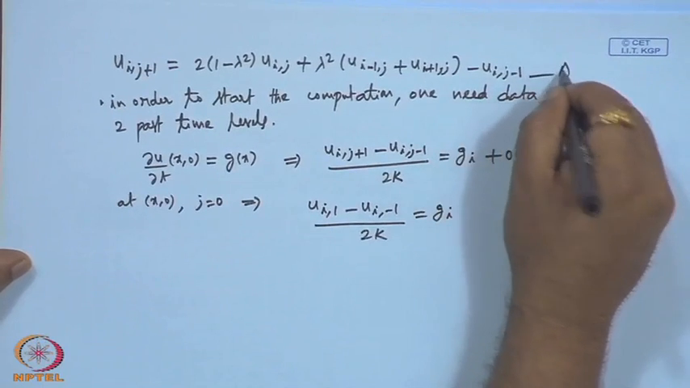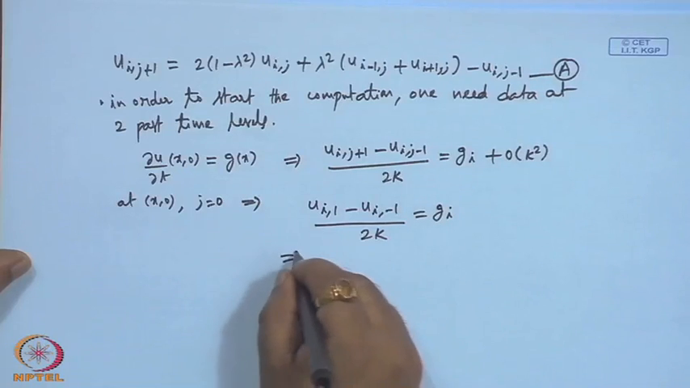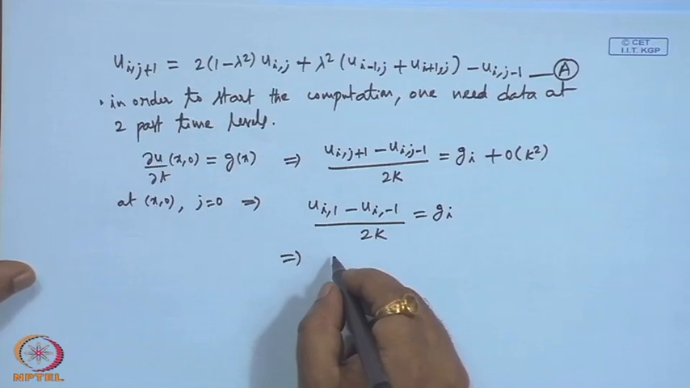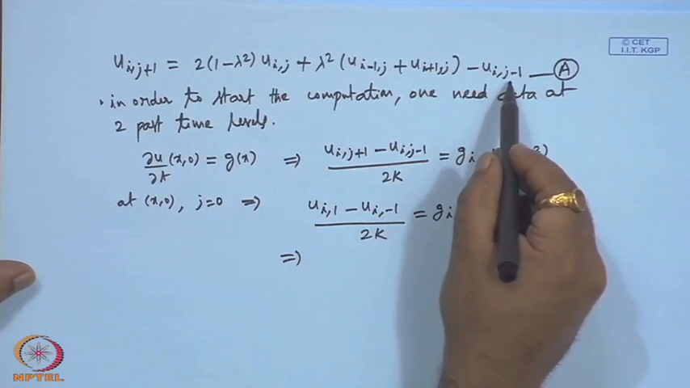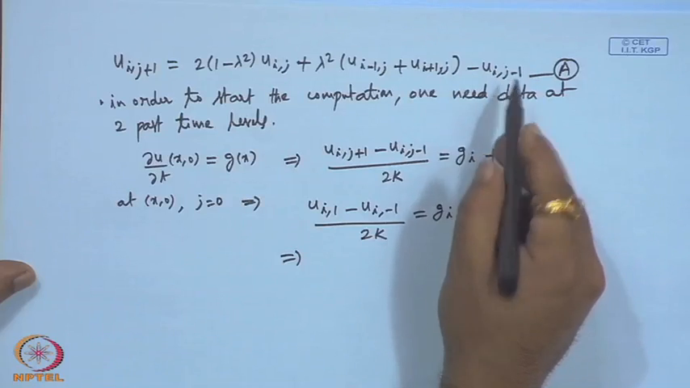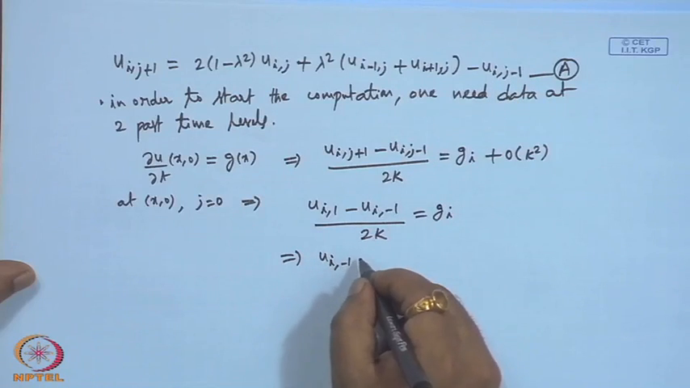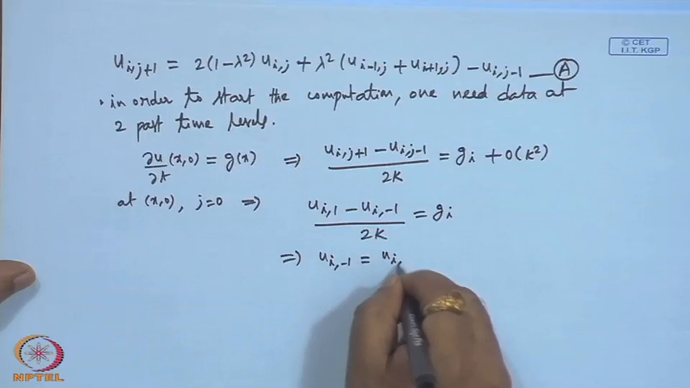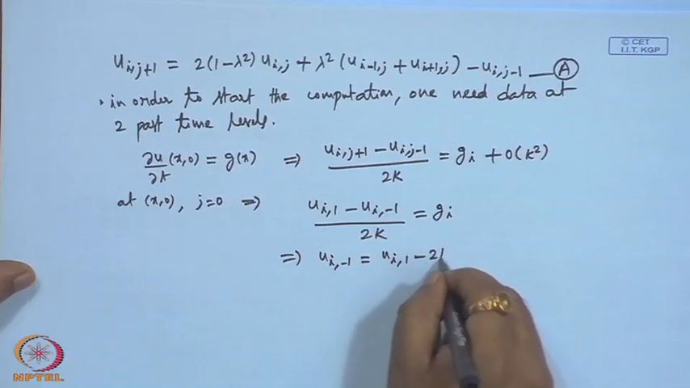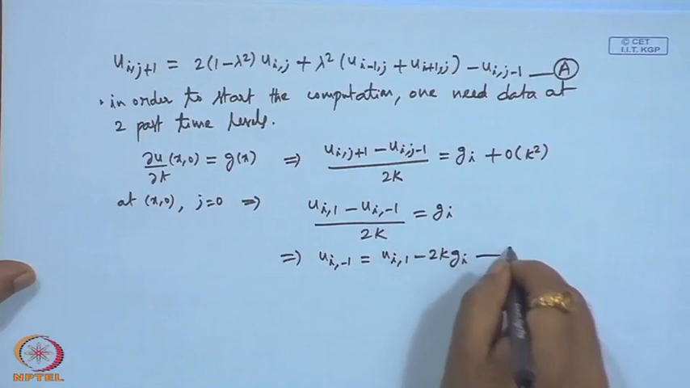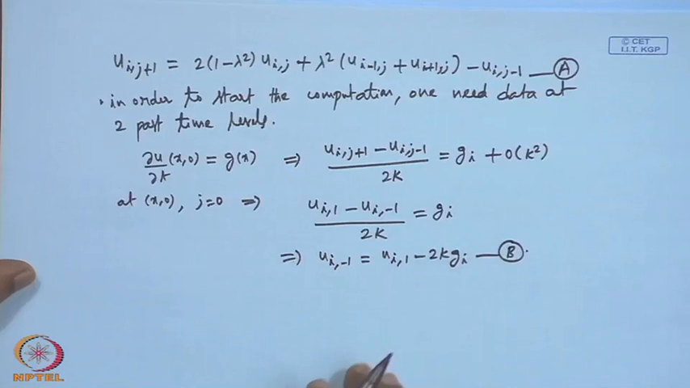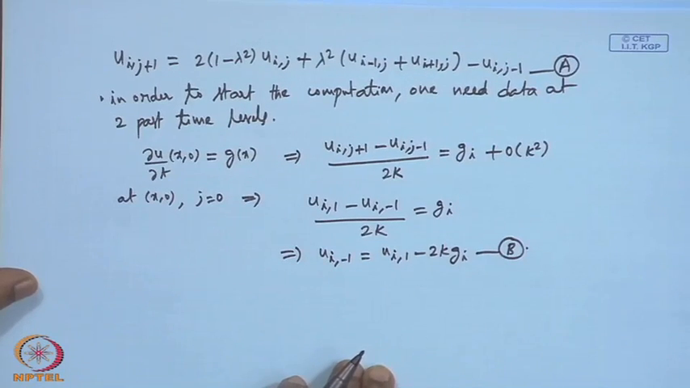So, I can write this is some A. So, this implies, so these are the values, past values. So, u I minus 1 equals u I 1 minus 2 k g I. So, this is B. Okay.